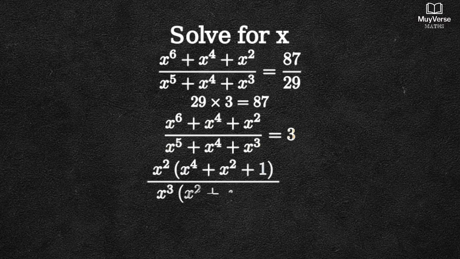Step 2. Factor common powers of x from the numerator and denominator. In the numerator, factor out x squared. In the denominator, factor out x cubed.